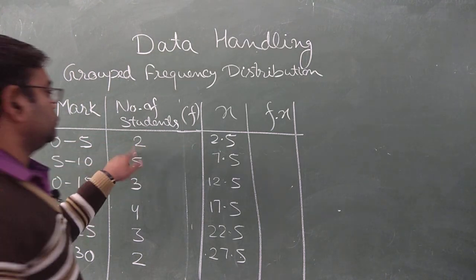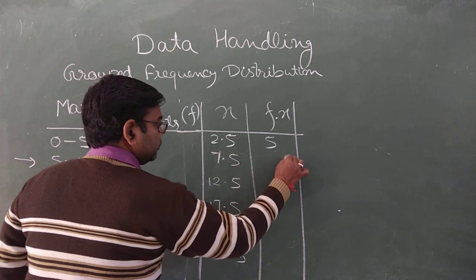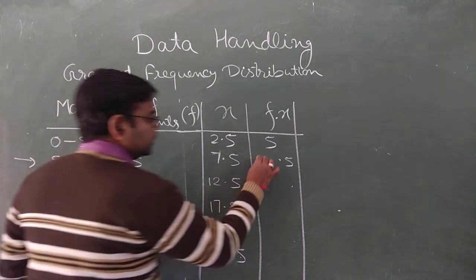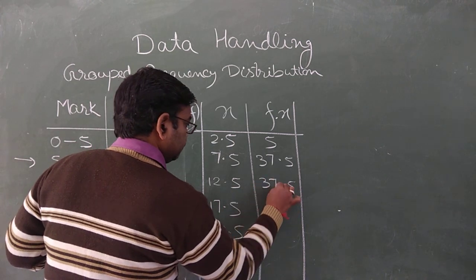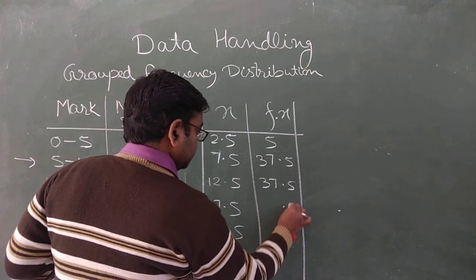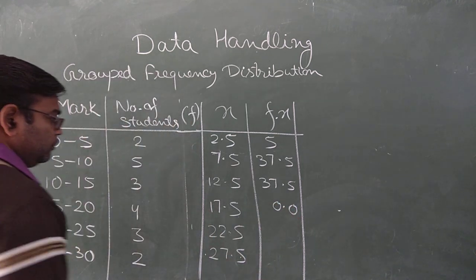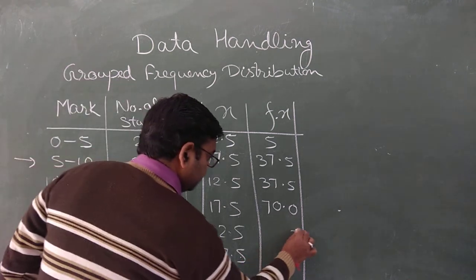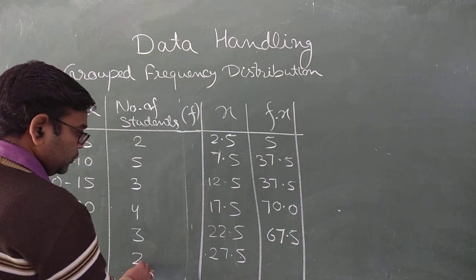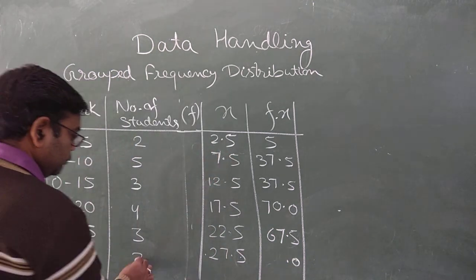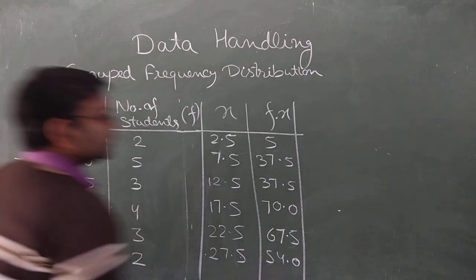What is the product of these two? 2.5 times 2 is 5. Then 5 into 7.5 is 37.5. Then 17.5 times 4 gives 70. Then 3 times 22.5 gives 67.5. Then 27.5 times 2 is 55. So these are the values of fx.